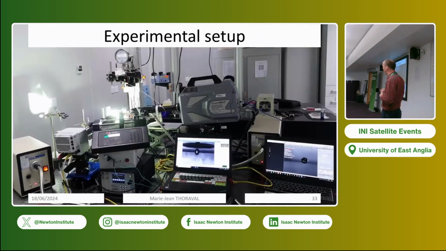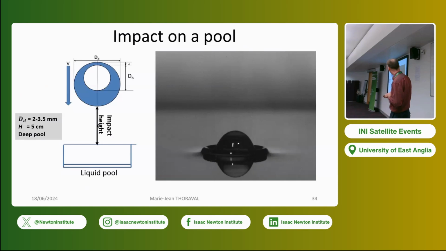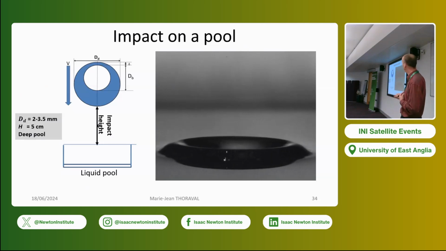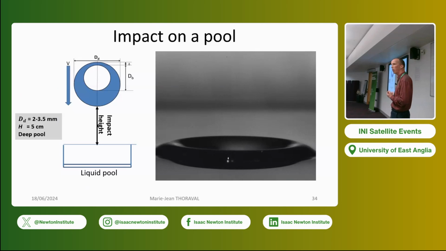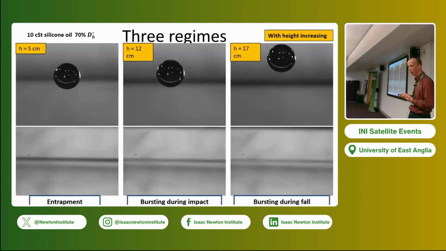So this is what it looks like in the lab. The student was operating it herself, and it was very impressive results with the different parts of the setup. And this is what a typical impact from above looks like. And you can see that in this case, the bubble disappears, so it's probably going into the pool. And we characterize the size of the bubble. It's very difficult to control experimentally, so there is quite large noise in the size of the bubbles that is generated, but it's very reproducible. So we're still able to extract some interesting results.